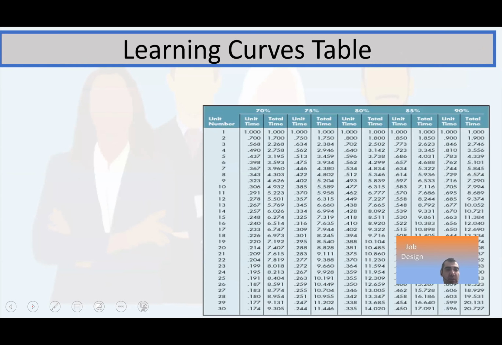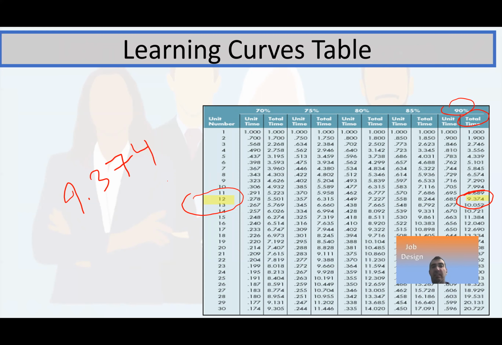So let's see for our question. They were telling us they were looking for the first 12 cars. How long does it take to produce the first 12 cars? We are in the 90%, and we're looking for the total time. So we are going to get 9.374. So we just got the total time factor that we're going to use to calculate how long it takes to produce all 12 cars.